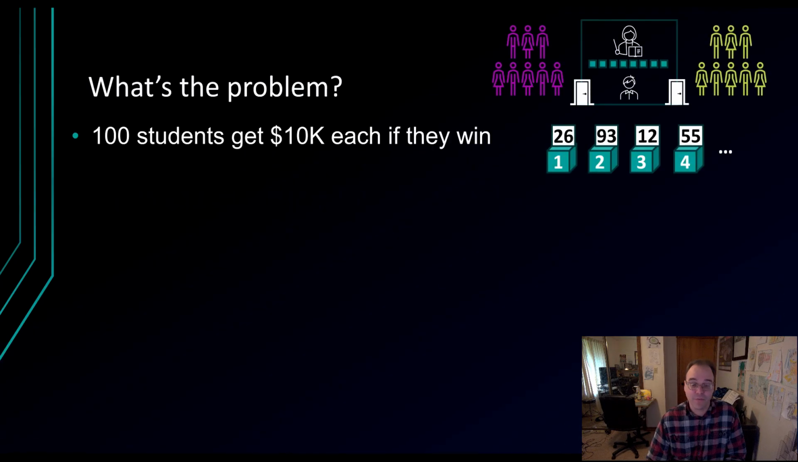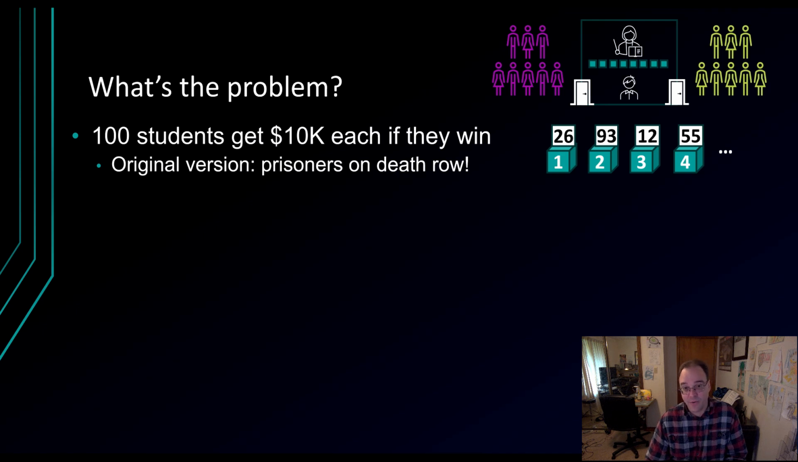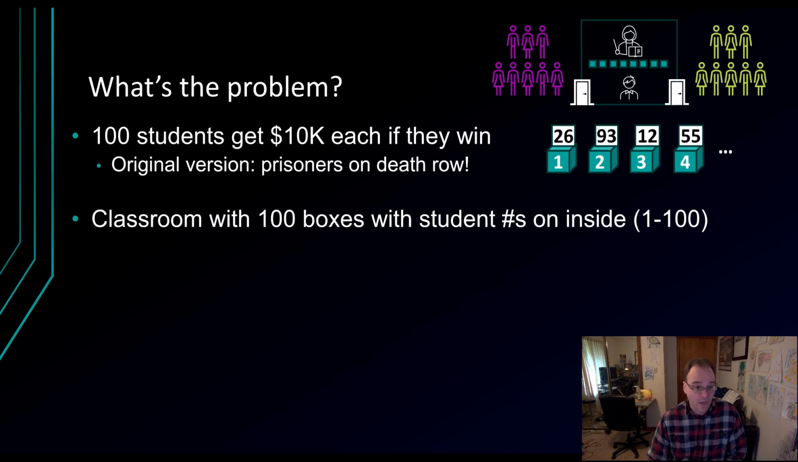Well, in my version, 100 students will get $10,000 each if they win some game the teacher's going to give them. Yes, the original version is about prisoners on death row. So you have 100 prisoners instead of 100 students, and if they win, they get released instead of killed. That's got various moral implications that I don't really want to get into, so we're going with the students because it's way more happy. I hope no one's going to do something terrible with $10,000. I could be wrong.